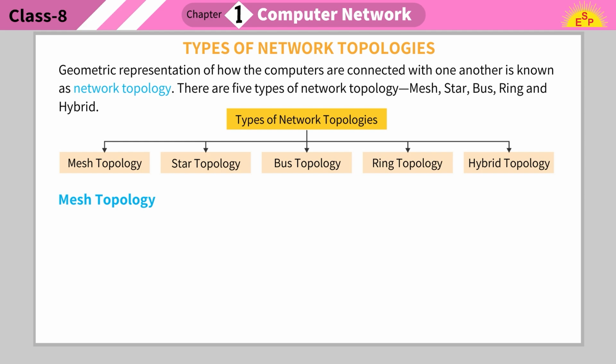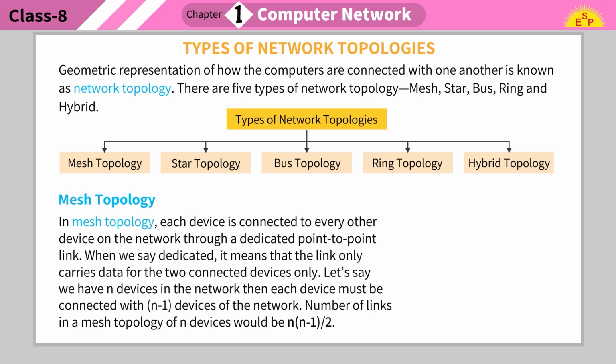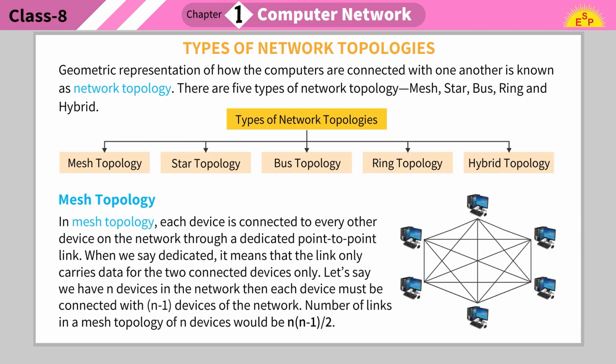Mesh topology. In mesh topology, each device is connected to every other device on the network through a dedicated point-to-point link. When we say dedicated, it means that the link only carries data for the 2 connected devices only. Let's say we have n devices in the network, then each device must be connected with n-1 devices of the network. Number of links in a mesh topology of n devices would be n(n-1)/2.